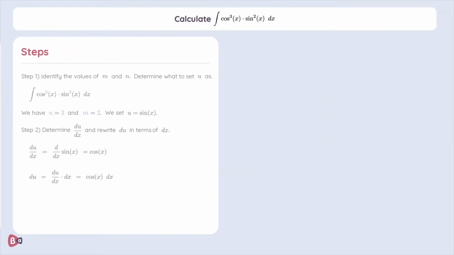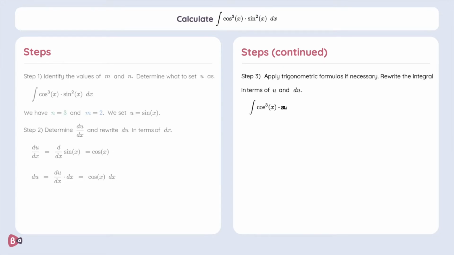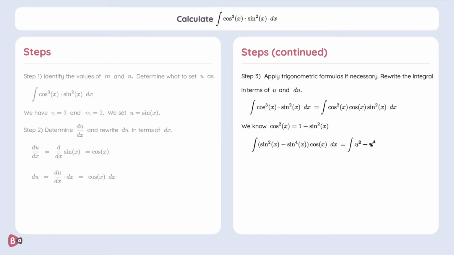The third step is to apply some trigonometric formulas if necessary and to rewrite the integral in terms of u and du. Looking at the example, we first rewrite cosine of x to the power 3 as cosine of x squared times cosine of x. We then apply the trigonometric formula cosine of x squared is 1 minus sine of x squared. We substitute this into our integral and then we expand the brackets. The next step is to rewrite this integral in terms of u and du. This gives us the integral u squared minus u to the power 4 du.